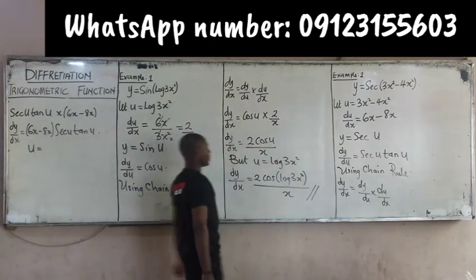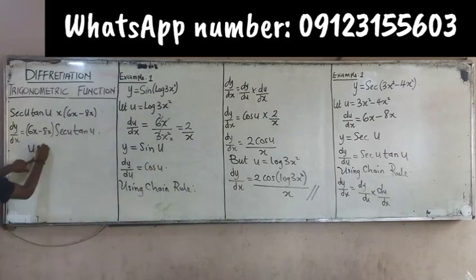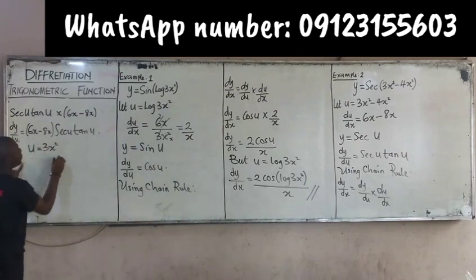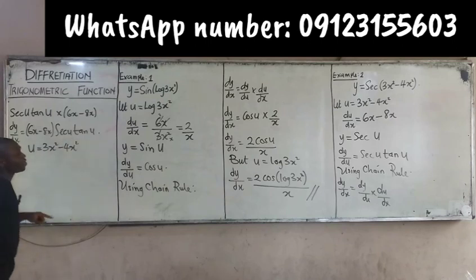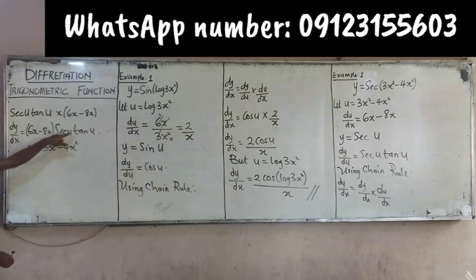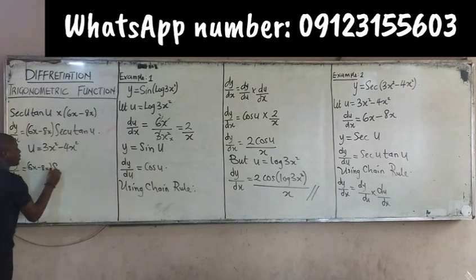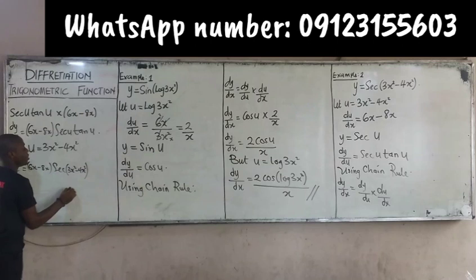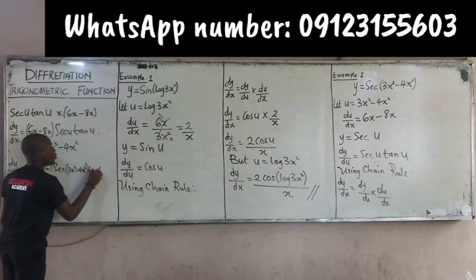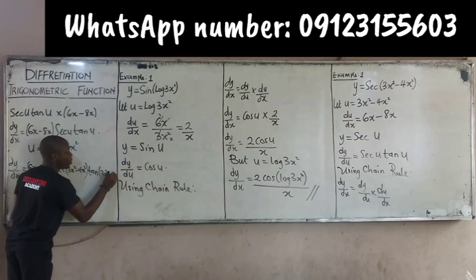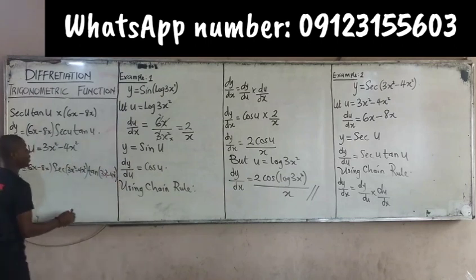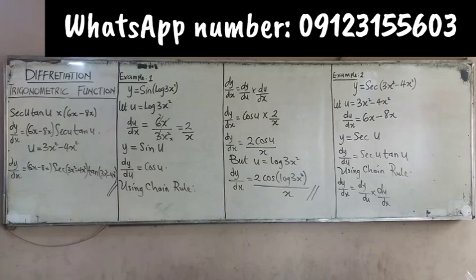Okay, let's proceed. u was 3x squared minus 4x squared, right? So putting u here, I'll have that dy over dx is equal to 6x minus 8x on sec of u, which was 3x squared minus 4x squared. Next up, tan of u, which was 3x squared minus 4x squared, as my final answer after differentiating this term.